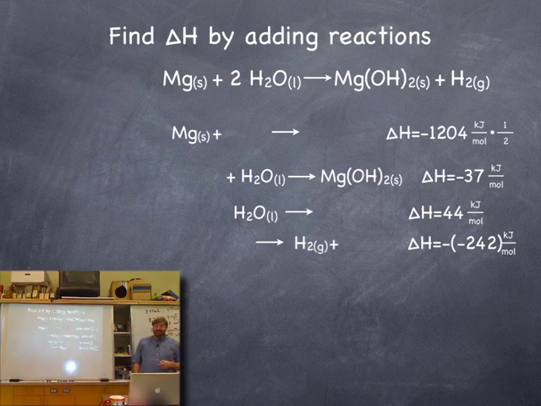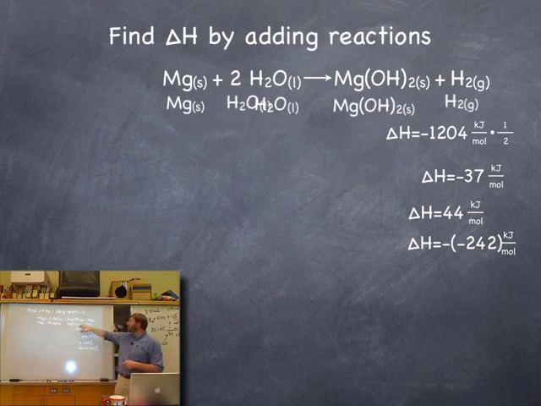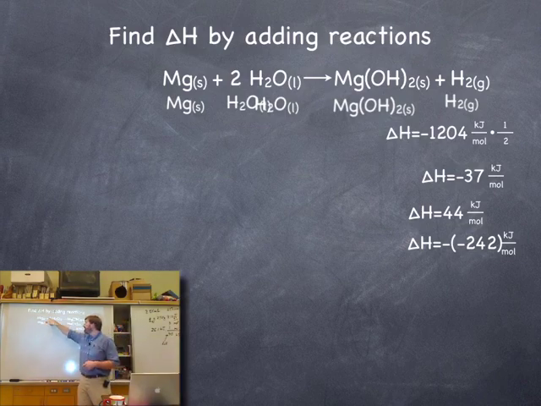So if we add this all up, if I take all these pieces and add these things, the things on the reactant side stay on the reactant side, the things on the product side stay on the product side, I get 1 magnesium, 2 waters, a magnesium oxide, and hydrogen. So I got it right. It matches. That's good. Now what I need to do is I need to add these delta H values up.